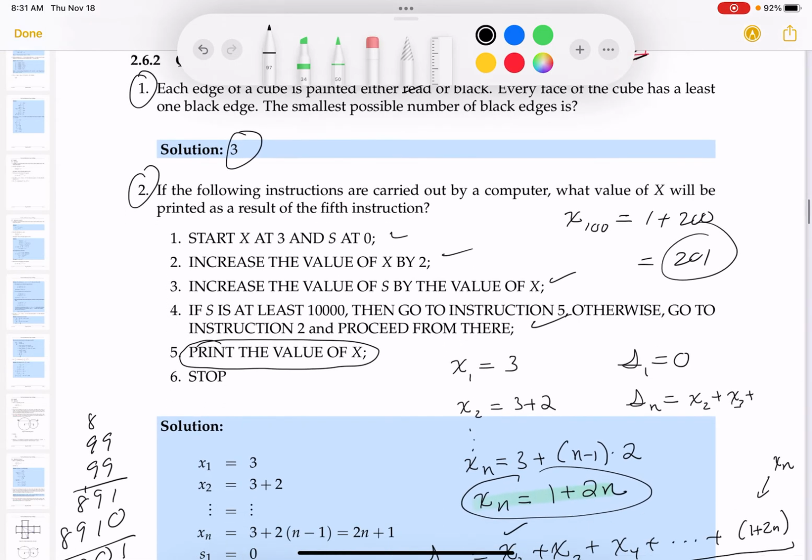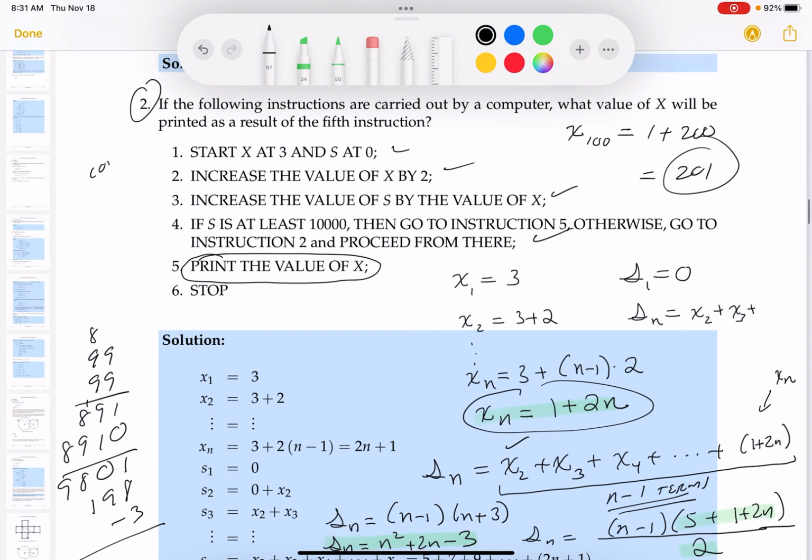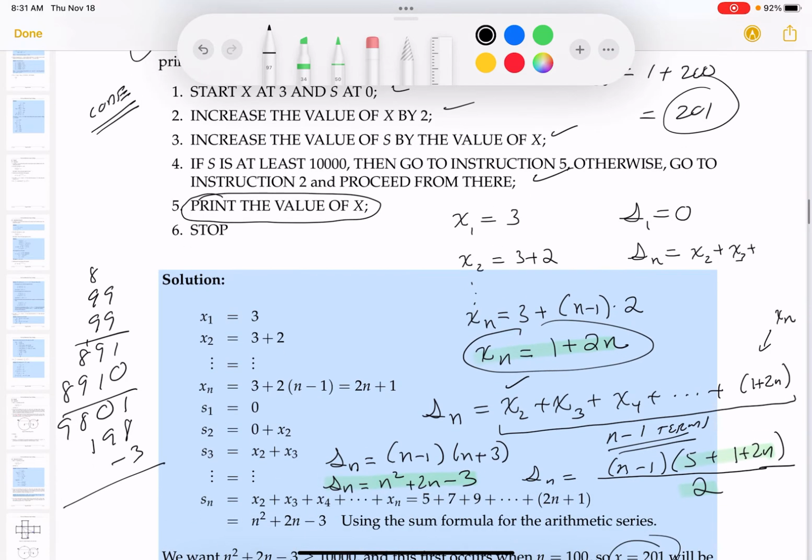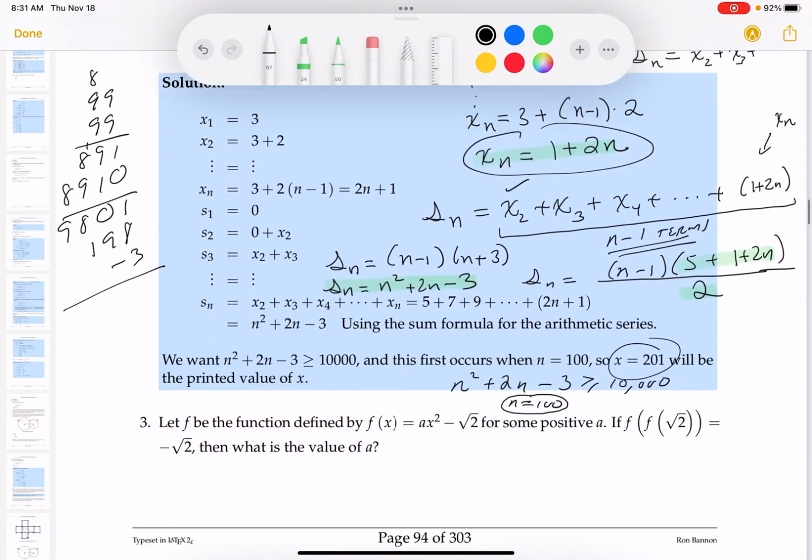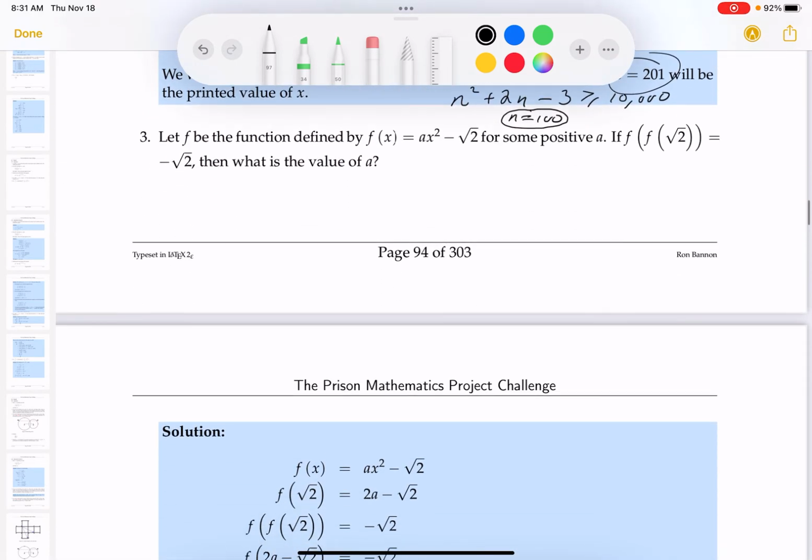Number 2, I'm going to say you probably need to know some coding, all right? You probably should learn some coding, how things are done in steps, all right? Let me put down number 3 for you. And they tell me f of x is equal to ax squared minus the root of 2. And they tell me that a is a positive number.